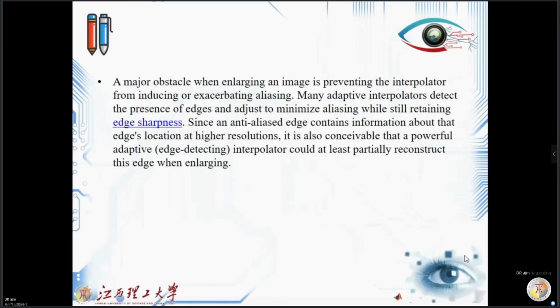A major obstacle when enlarging an image is preventing the interpolation from including or exacerbating aliasing. Many adaptive interpolators detect the presence of edges and adjust to minimize the aliasing while still retaining edge sharpness. Since an anti-aliased edge contains information about the edge location at higher resolution, it also serves as a powerful adaptive interpolation and could at least partially reconstruct this edge when enlarging.